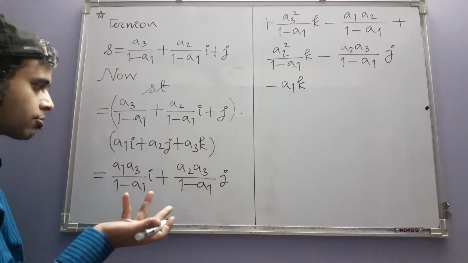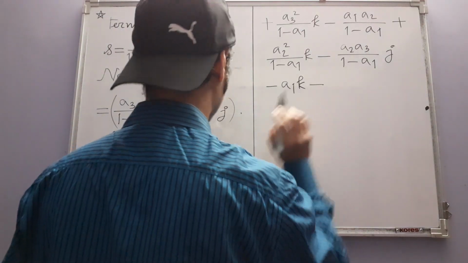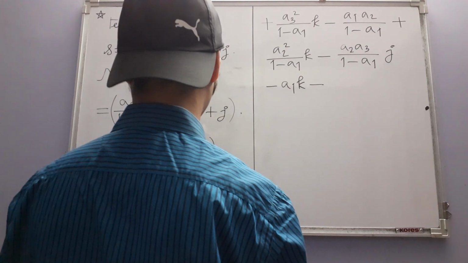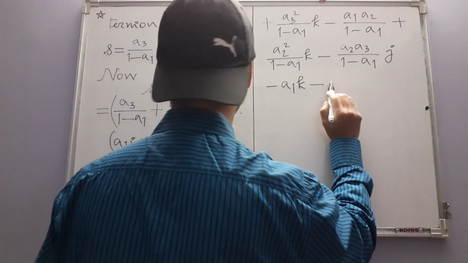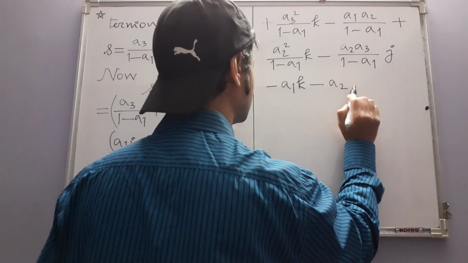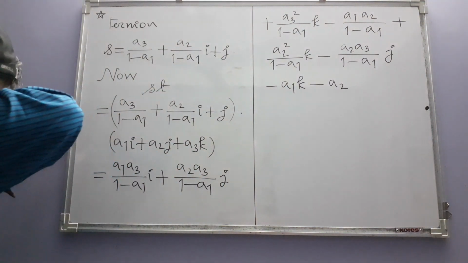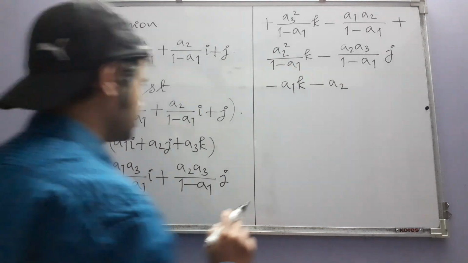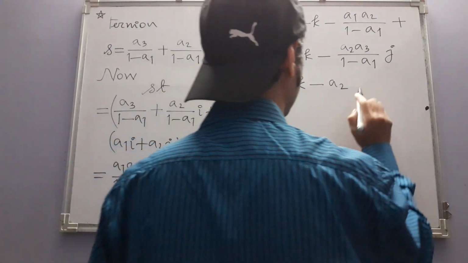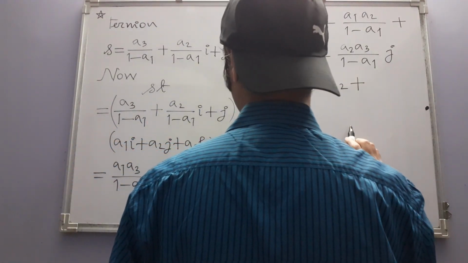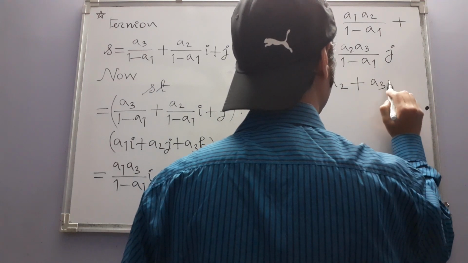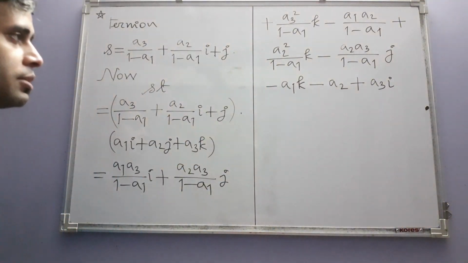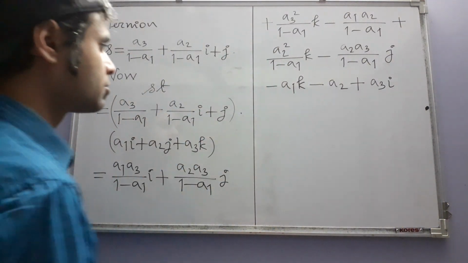J is j square, which is minus 1, right? That means minus a2. Okay, a2 has come out alone. Anyway, let's see what happens. Jk is I plus a3i. Now let's gather the like terms together.